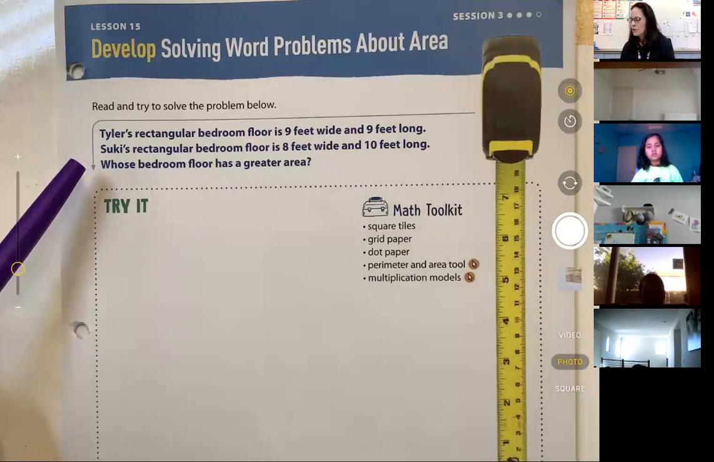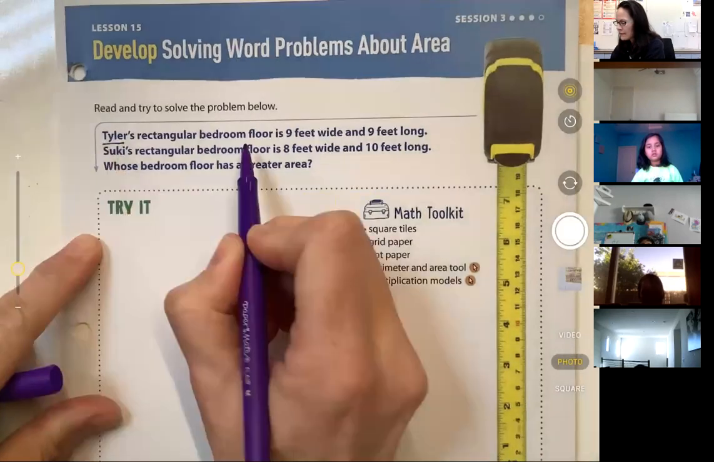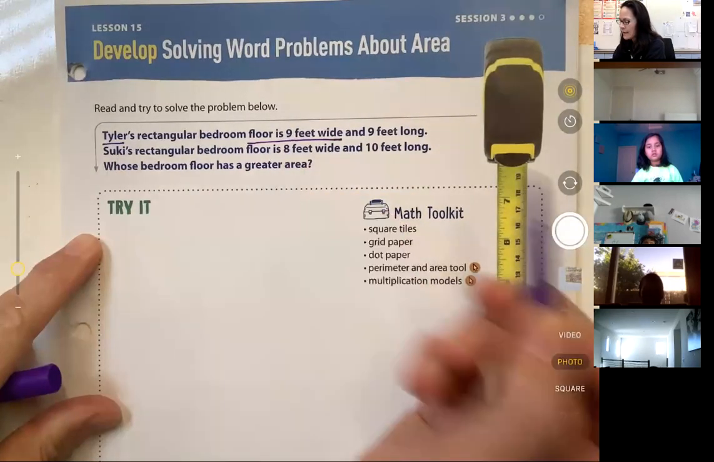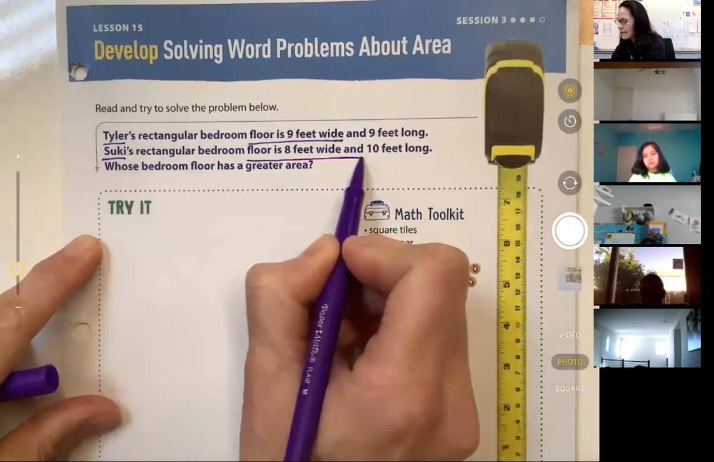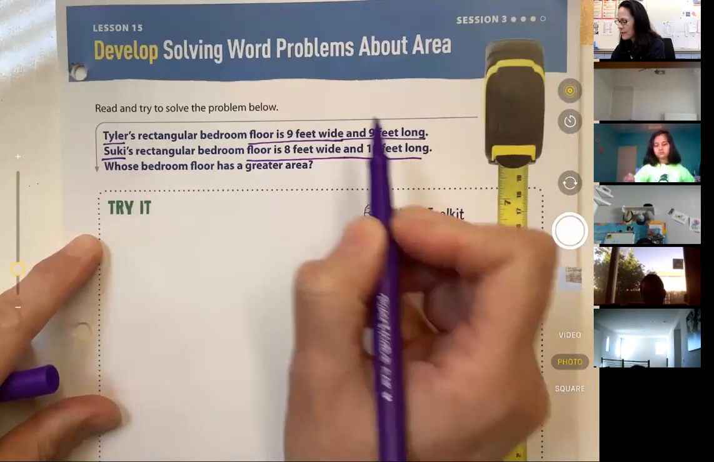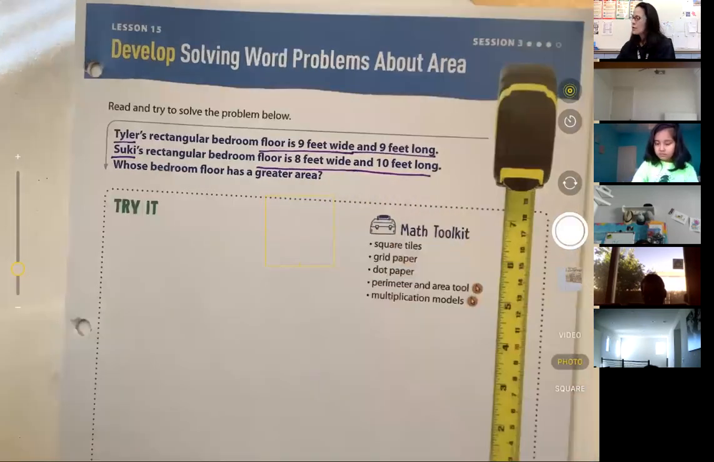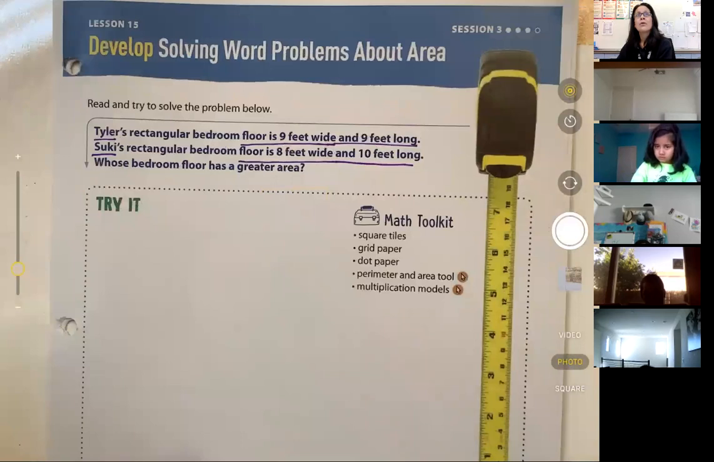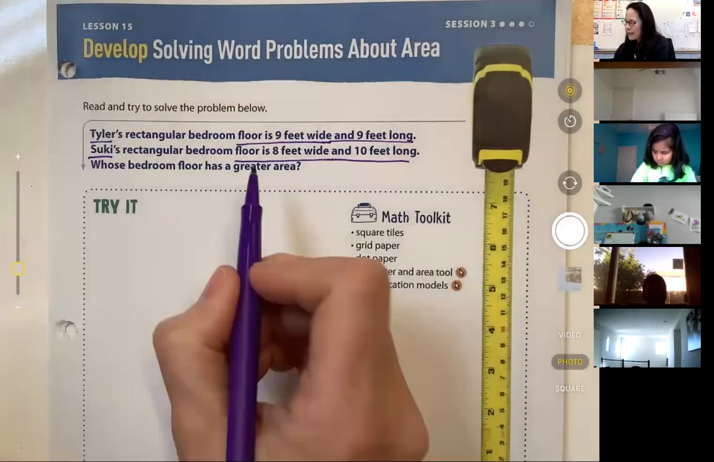Now, you can see that we have Tyler and his floor is 9 feet wide. We have Suki, her floor is 8 feet wide, 10 feet long. And I'm sorry, I forgot to put Tyler's length. He's 9 feet long. So you're being asked, who has the greater area? What is the greater area?